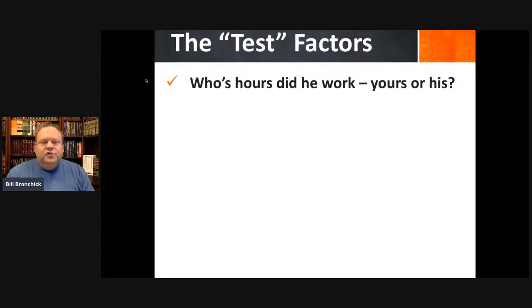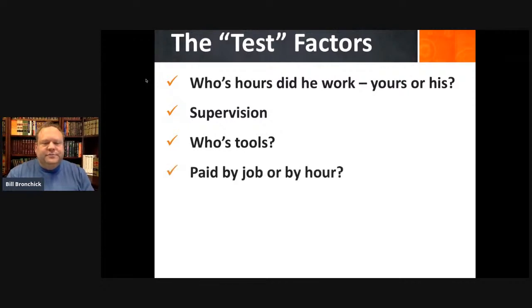So first, whose hours did this person work, yours or his? Did you hire a contractor to do a job and say, be here from 9 to 5? Or did you say you got 2 weeks to get it done? Did you supervise? Or did you say, the job is yours, I'll stop by once in a while, see how things are coming? Whose tools did they use, yours or theirs? That's important. Independent contractors have their own tools. This is a key one. Did you pay them by the job or did you pay them by the hour?